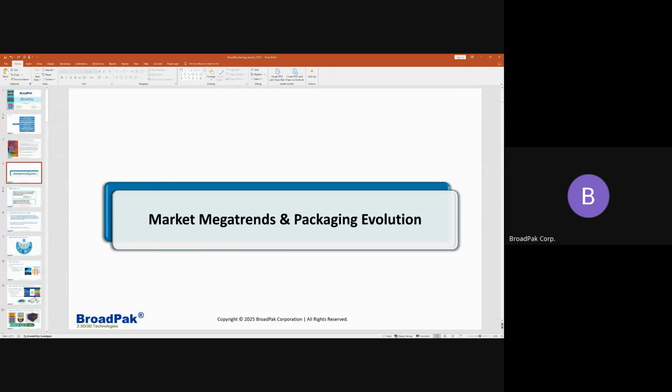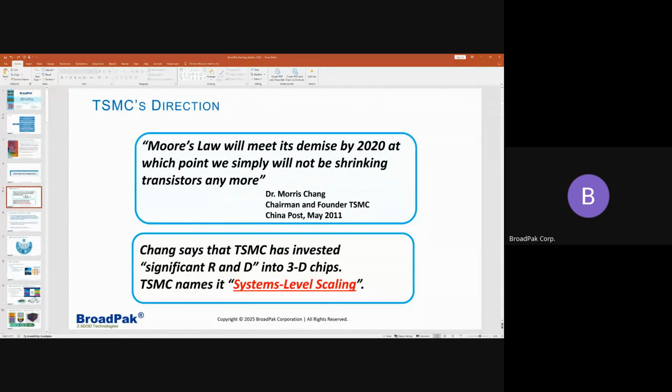So let's talk about the megatrends in the packaging evolution. If you look at what the TSMC chairman said back in 2011, that's quite some time ago, TSMC and the semiconductor industry could see the limitations of monolithic integration. As Dr. Morris Chang said back then, Moore's law will meet its limits by 2020, at which point we simply will not be able to shrink the transistor anymore. And that's exactly what happened. We are getting into the chiplet era, a new way to do the system level scaling for these types of devices. They said back then that TSMC has invested significant R&D into 3D chips, and they call it system level scaling. So they could see that this was coming.